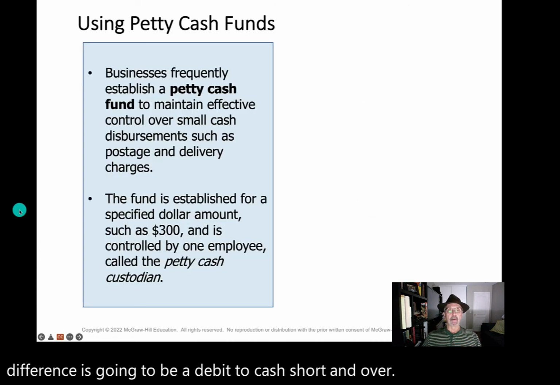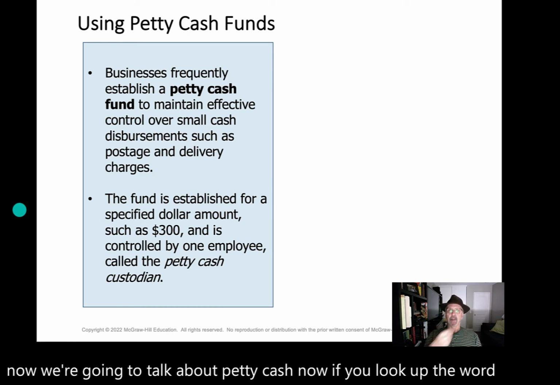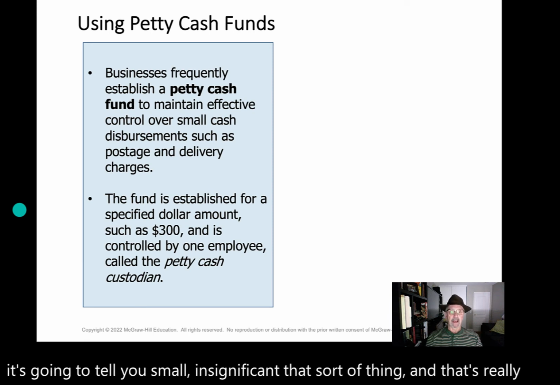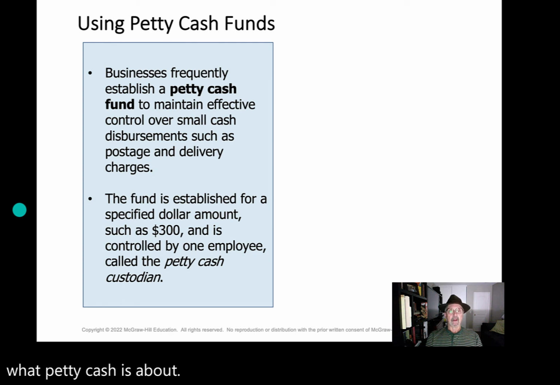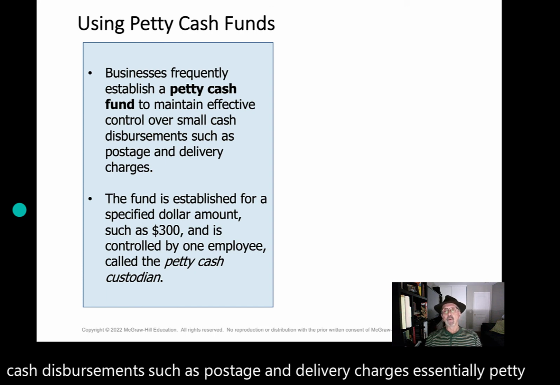Now we're going to talk about petty cash. If you look up the word petty, it's going to tell you small, insignificant, that sort of thing. And that's really what petty cash is about. A petty cash fund is established to maintain effective control over small cash disbursements, such as postage and delivery charges. Essentially, petty cash is used for things for which there's no time to write a check.